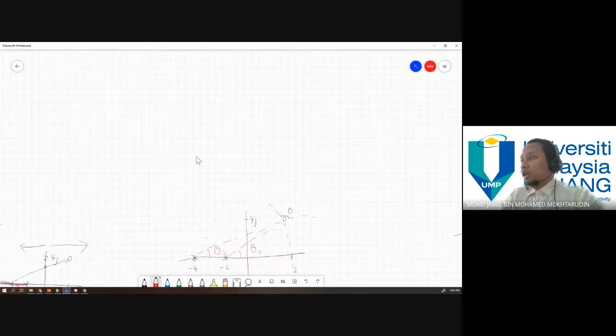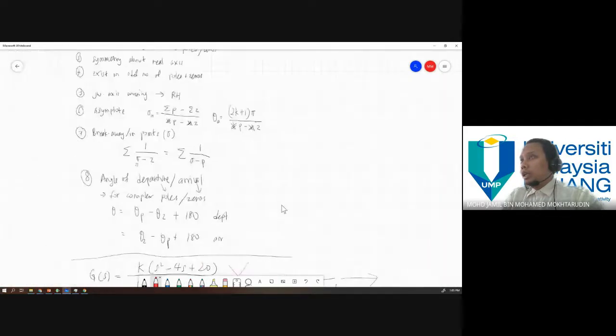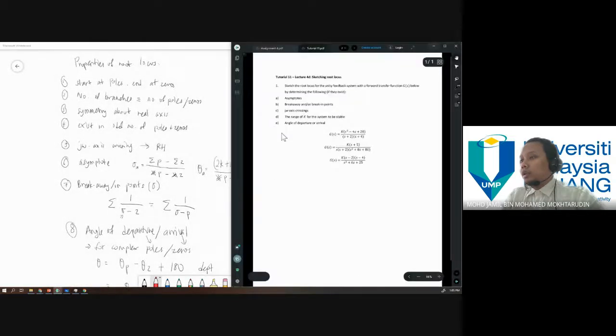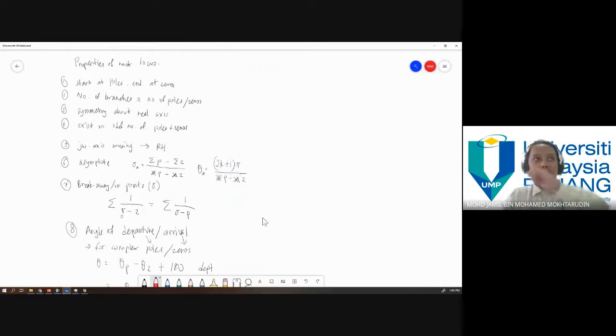Okay, so I think we can continue more tutorials. We still have 2 questions on Wednesday. And as a reminder, you can now start doing your project number 2, part 4. Okay, part 4 is about root locus.